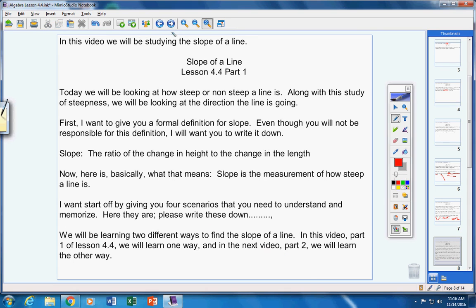Alright, moving on. We'll be learning 2 different ways to find the slope of a line. Are you listening? In this video, part 1 of lesson 4.4, we're going to learn one way. In the next video, part 2, we will learn the other way. So in this video today, we're learning one way to find the slope of a line.